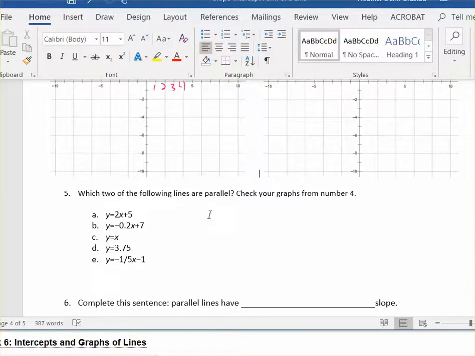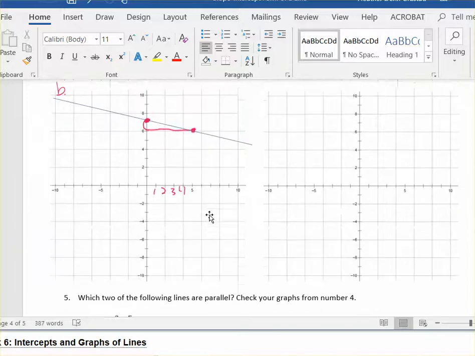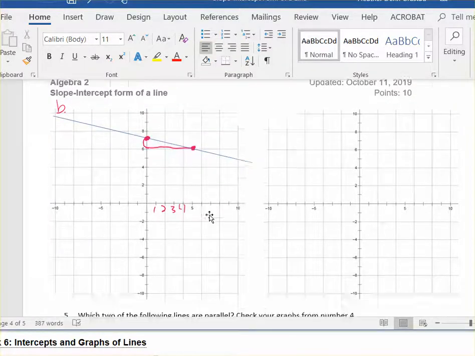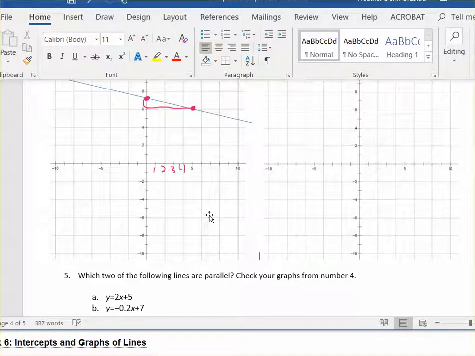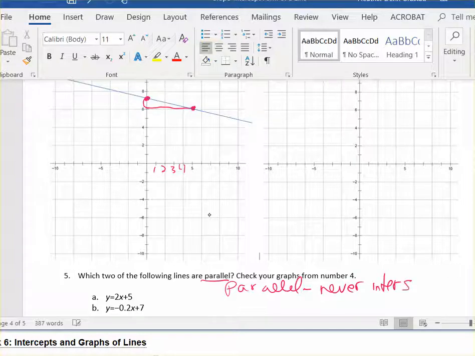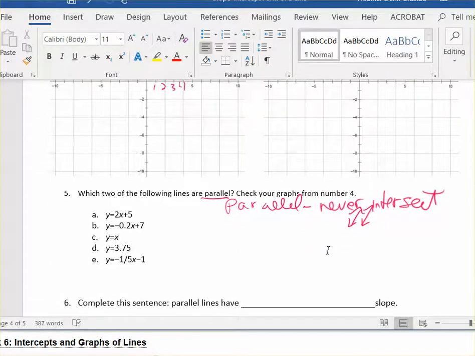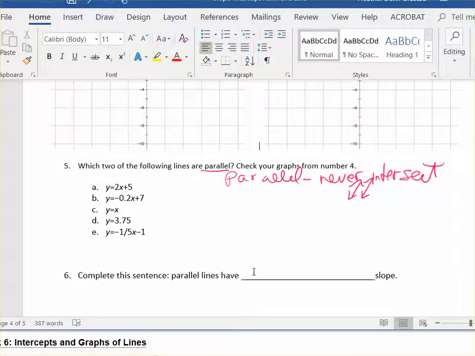Okay, next you're going to decide which ones are parallel. So after you graph all 5 of them, then look and see which ones are parallel. Parallel lines never intersect. They never intersect. So they're like train tracks. They're always the same distance apart. They will never touch each other. They have the same something, and you're going to find out what that is. You can read about it too if you don't remember. It's in our textbook. And then you're going to decide when you're done what kind of slope parallel lines have.